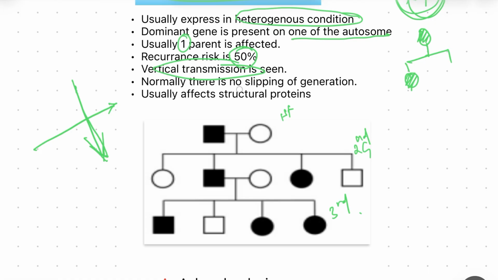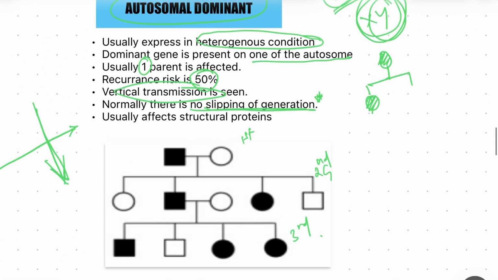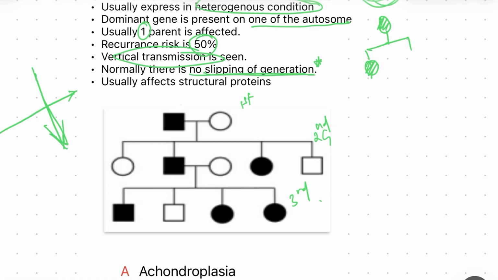Let's take an example of this pedigree. This is the first generation, this is your second generation and this is your third generation. Generation means your grandfather will be the first generation, then your father and mother will be the second generation, and you will be the third generation. I think that is a good example for generations. Normally there is no skipping of generations. This is an important point to differentiate between autosomal recessive and dominant.